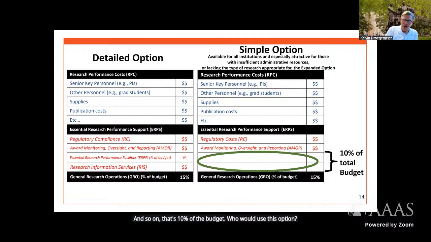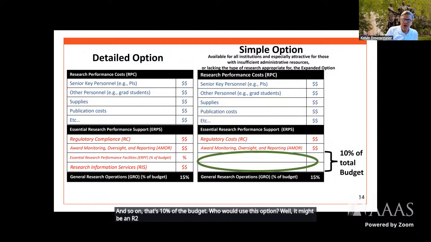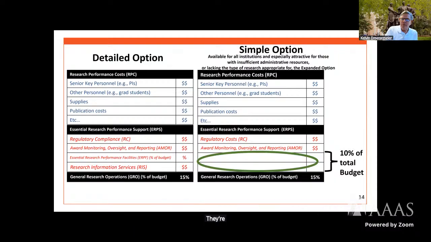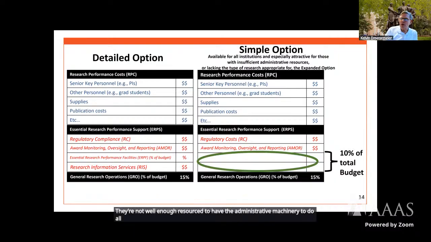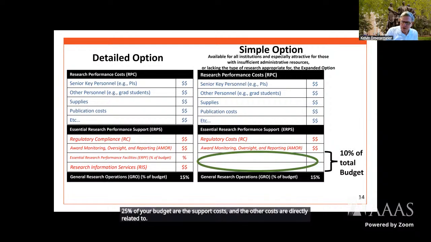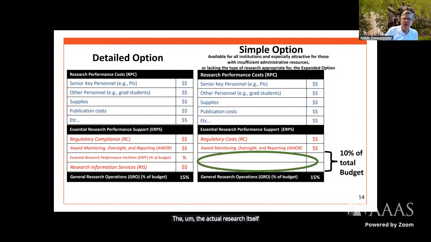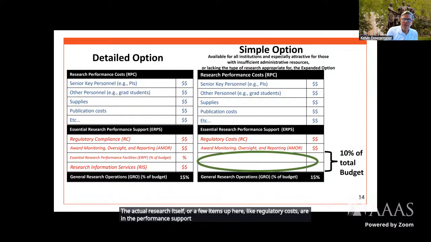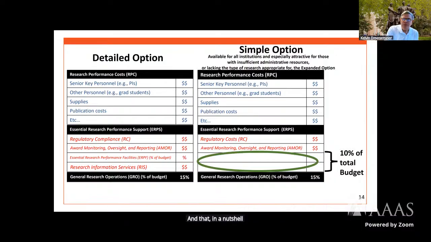Well, it might be an R2 university, it might be an emerging university, it might be an HBCU or an MSI. They're not well enough resourced to have the administrative machinery to do all of those things. So what you essentially have here is 25% of your budget are the support costs, and the other costs are directly related to the actual research itself, or a few items up here like regulatory costs are in the performance support category as well. And that, in a nutshell, is the FAIR model right there.